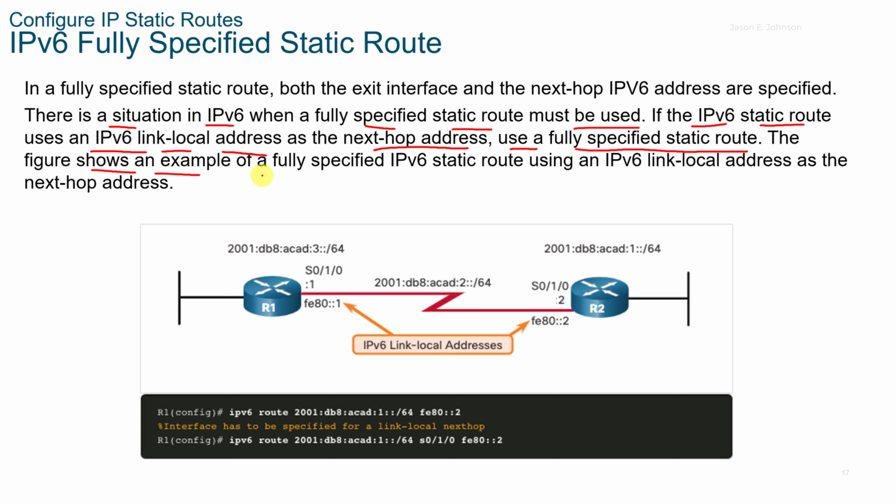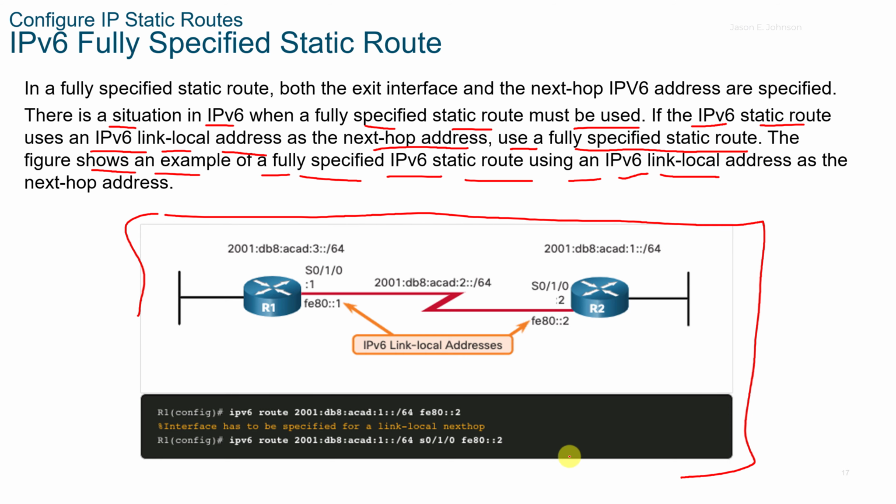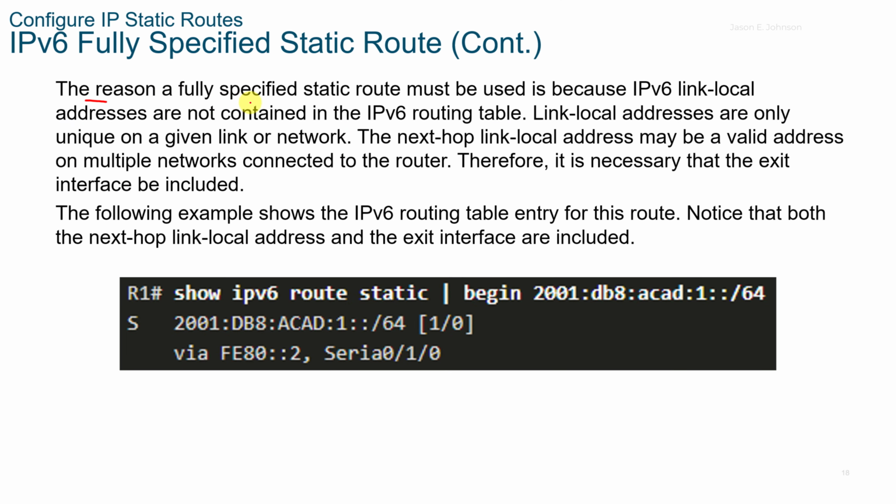And the figure below shows an example of a fully specified v6 static route using an IPv6 link local address as the next hop address. And we see the example of that right here with the results. The reason a fully specified static route must be used is because IPv6 link local addresses are not contained in the IPv6 routing table, and link local addresses are only unique on a given link or network. The next hop link local address may be a valid address on multiple networks connected to the router. Therefore, it is necessary that the exit interface be included.